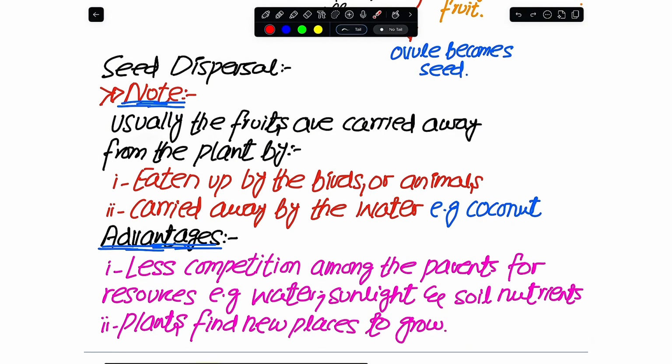So this was all in context of pollination, the self and the cross, their advantages and disadvantages, fertilization and the post-fertilization events. So I hope this is clear to all of you, and for the next class, we would look toward the major phenomenon that is seed germination.